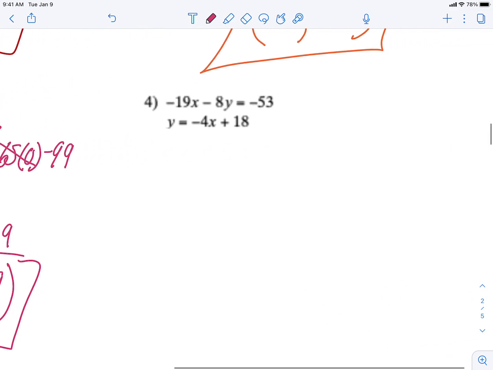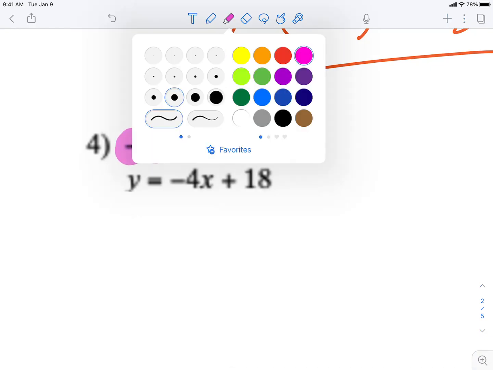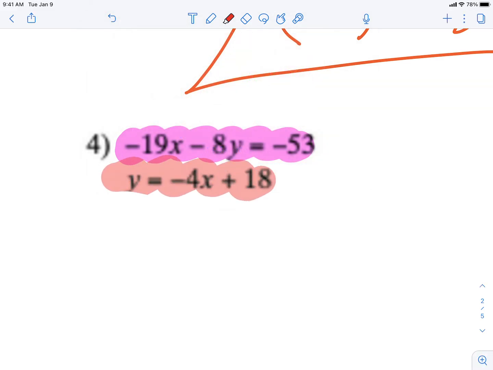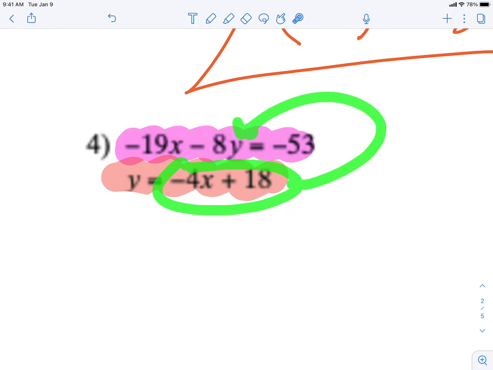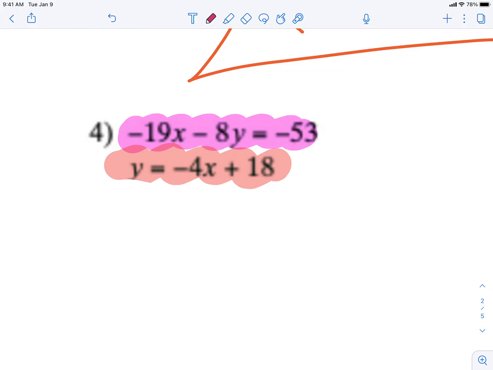All right, number 4. Slightly different, but let's do it. Pink equation on top, red equation on the bottom. Now this one's a little different because I have y is equal to negative 4x plus 18. So all I'm going to do is I'm going to plug in negative 4x plus 18 into y, because y is equal to negative 4x plus 18, right? So I'm substituting.